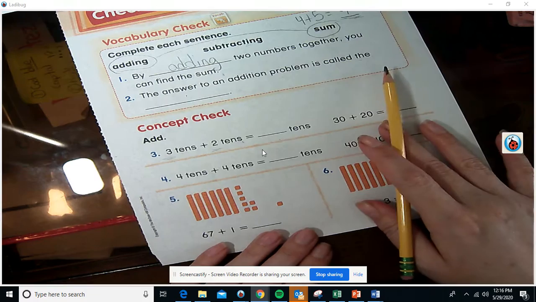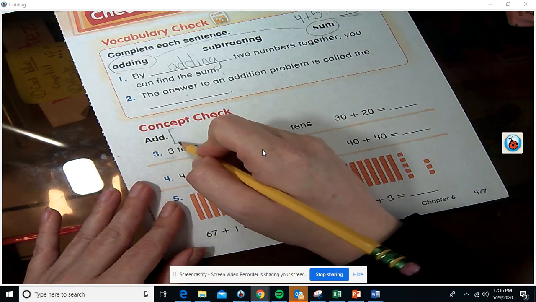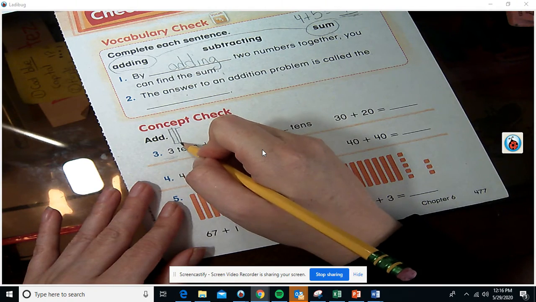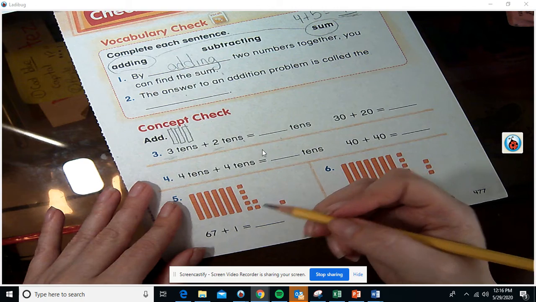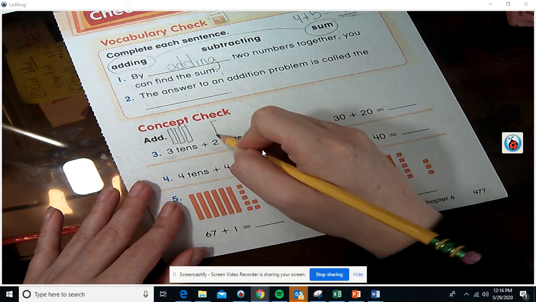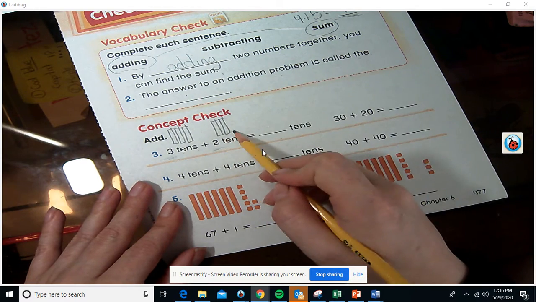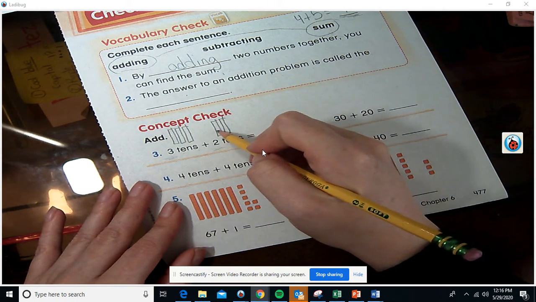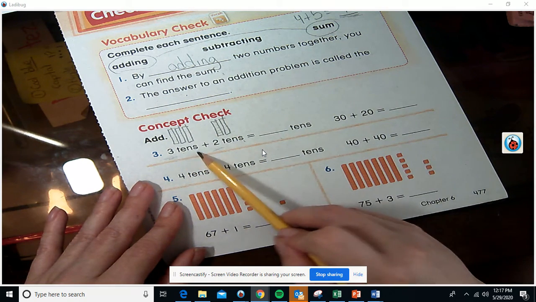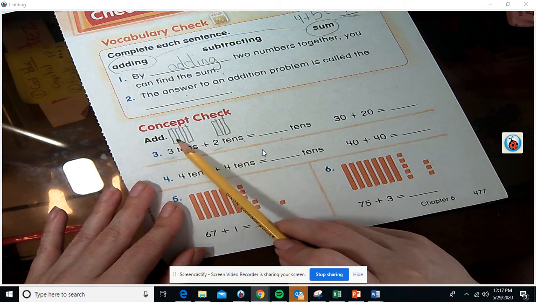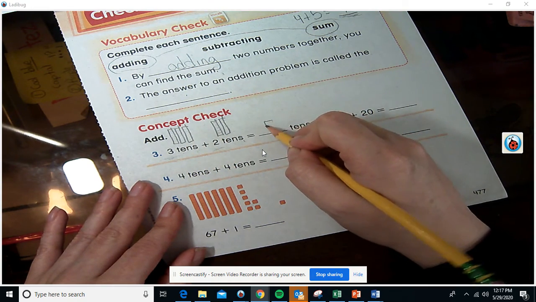If I need to look at that visually, it would look like this. So 1 ten, 2 tens, 3 tens plus 2 tens. Remember, when I do these long sticks, it represents 10. So we're imagining that there's 10 little cubes in each one. So 3 tens plus 2 tens makes 1, 2, 3, 4, 5 tens.